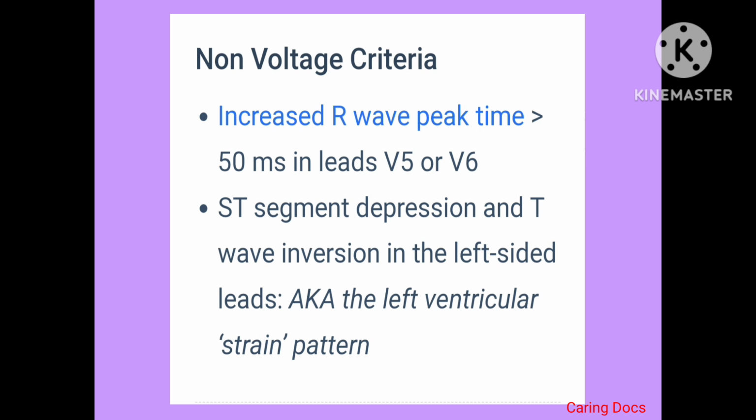So voltage criteria plus non-voltage criteria like increased R wave peak time more than 50 milliseconds in V5, V6, or if there is ST segment depression and T wave inversion, that is left ventricular strain pattern in the left-sided leads. If both these criteria, voltage criteria and non-voltage criteria, are met, then these findings are suggestive of left ventricular hypertrophy.